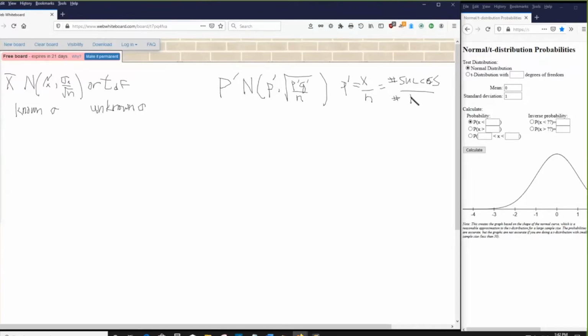Or excuse me, it's not number of trials, it's the sample size. Okay? Now, whenever we're doing hypothesis tests, we're going to make some assumptions.